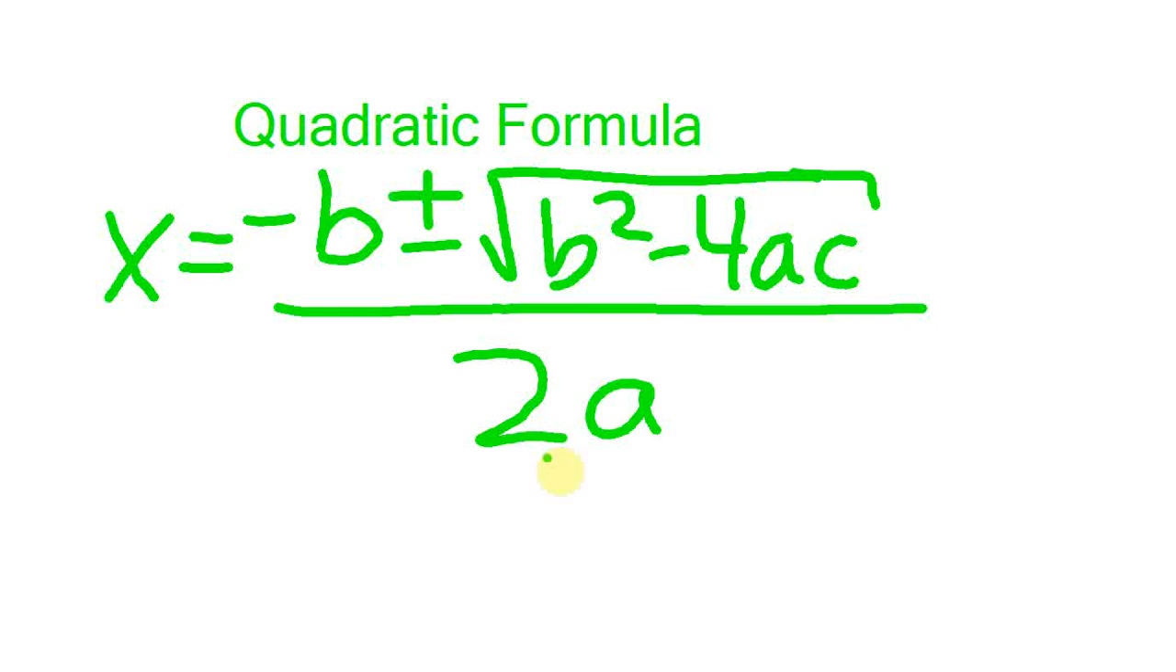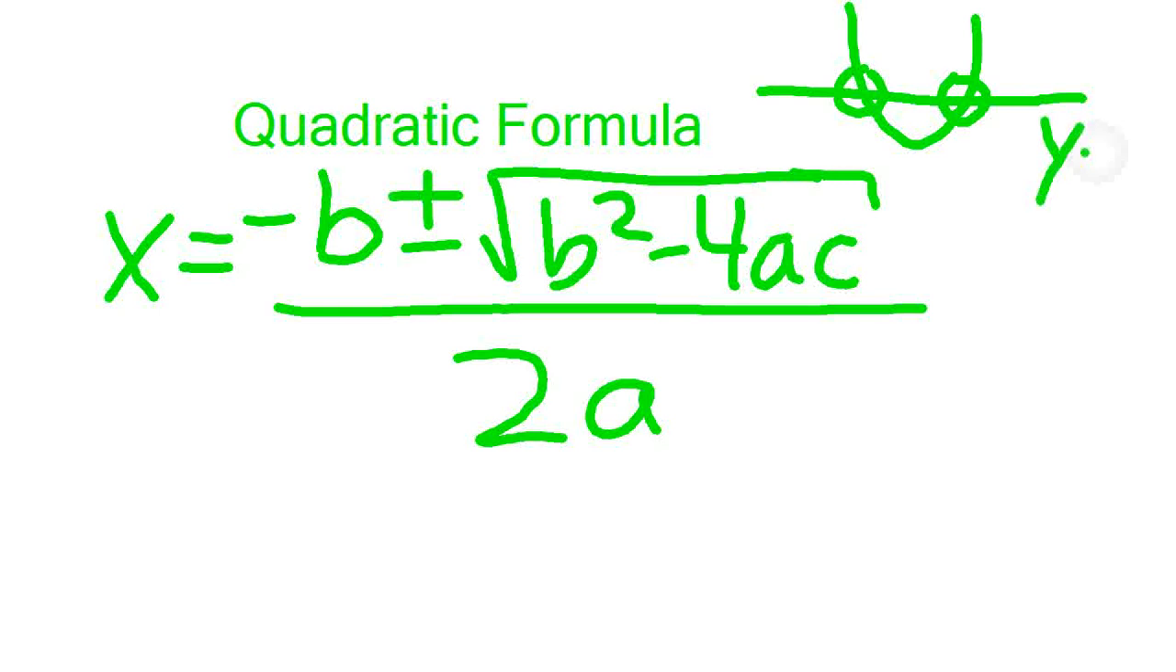So what does this quadratic formula tell us? Well, it tells us the x values that intersect with the x-axis, or are zeros, when y equals 0. Okay, we should note also that zeros are the same thing as x-intercepts.